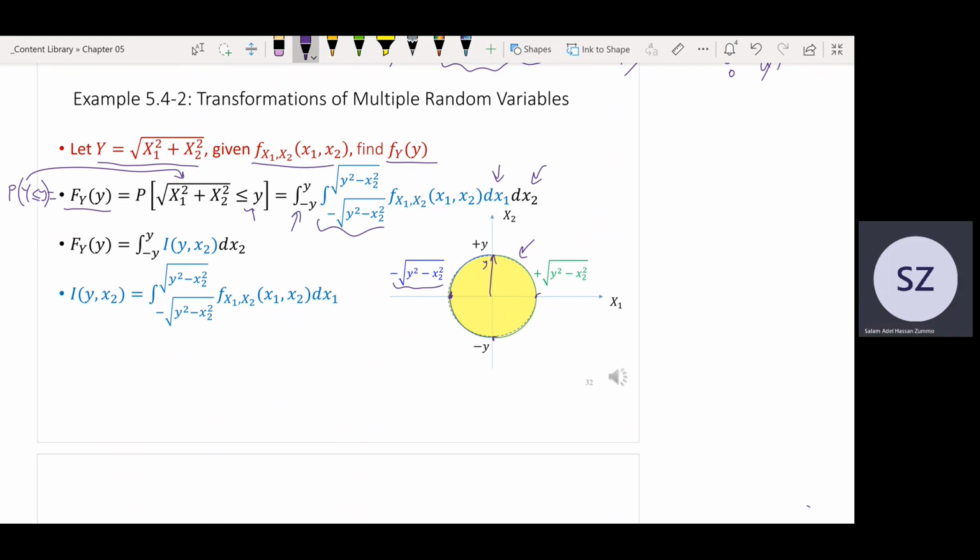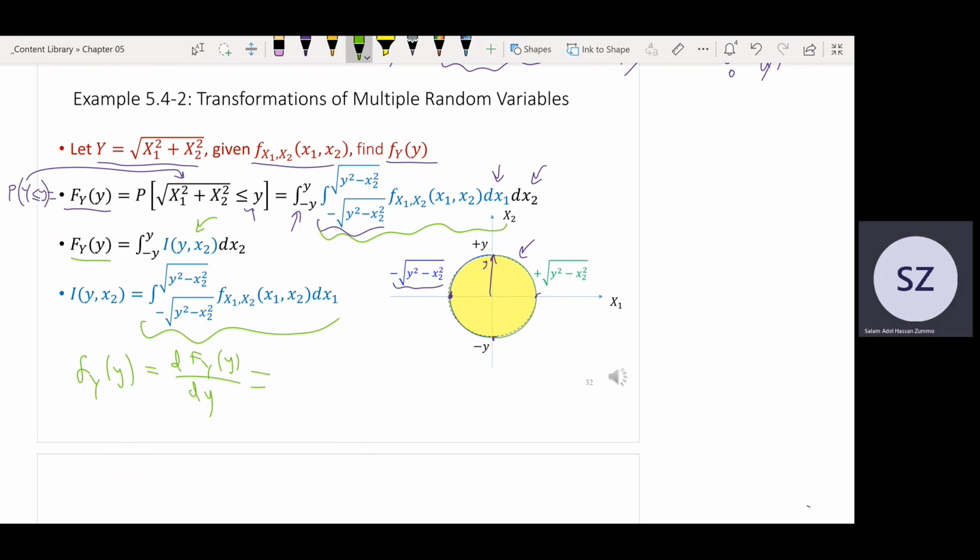So this whole function and this whole function will look like our y and x2. So I of y and x2 will look like this integral. Let's apply the same thing we did before. So what do we have here? We have the CDF. We want to find the PDF. What is the PDF? Well, it's the derivative of the CDF, right?